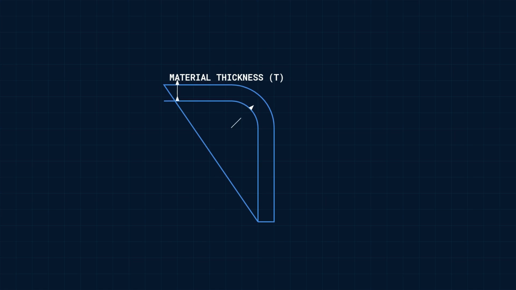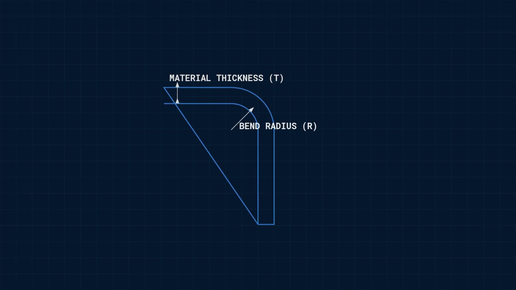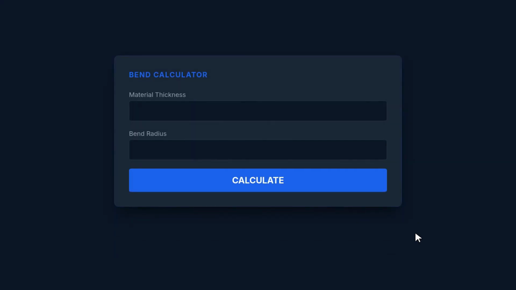Finally, input your bend radius, the inside radius of your bend. For this example, I'm entering 0.125 inches for material thickness and 0.125 inches for bend radius.